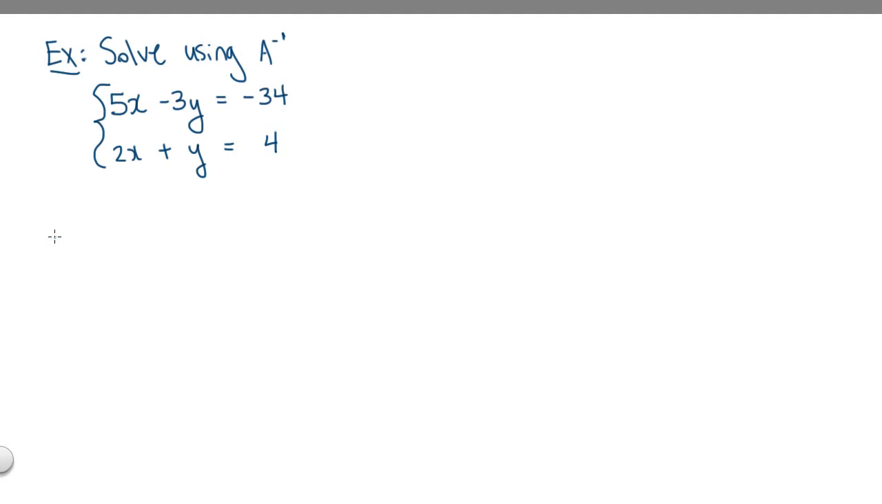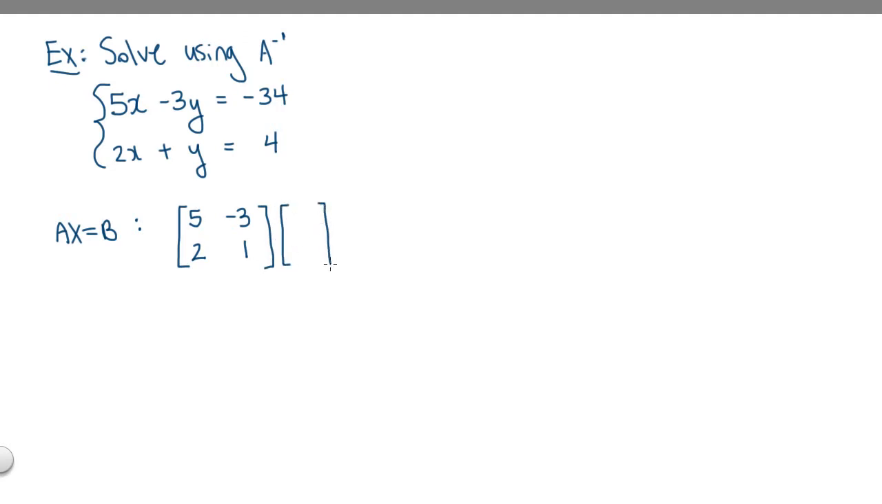So first step will be to write this system as a matrix equation. We want to write it in the form AX equals B. So if we think back to our first example, A was the matrix that contained all the coefficients. So we're just going to pull out these coefficients in the order in which they appeared in the system. So coefficients of x and y from our first equation, coefficients of x and y from our second equation.